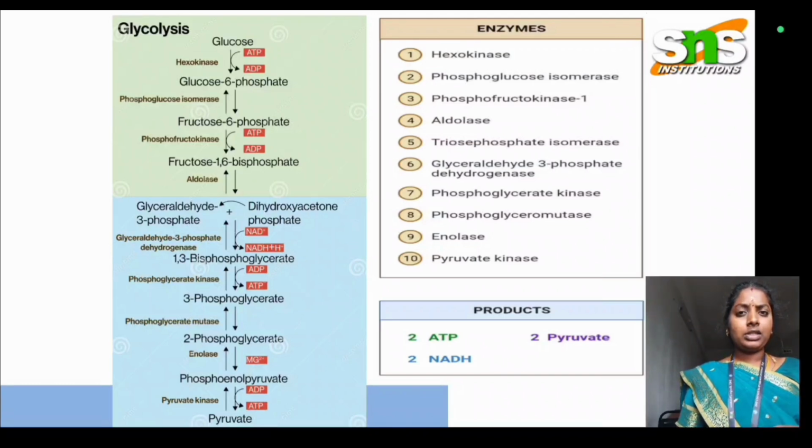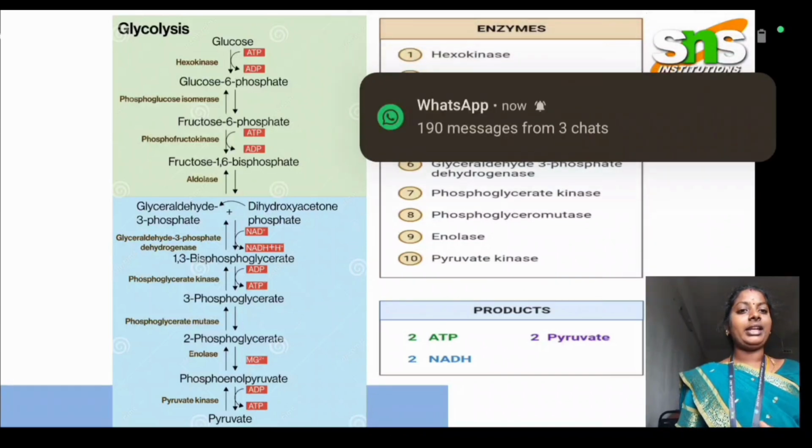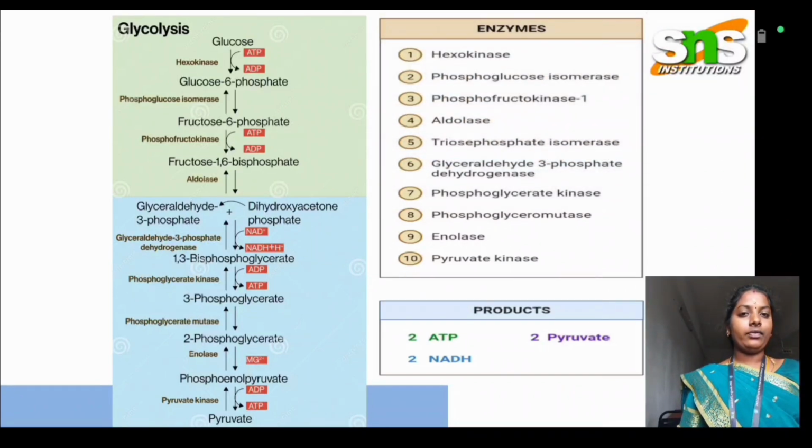So this glycolysis pathway happens in the cytoplasm of our body cells, and this is mainly for the proper production of energy through our body and proper delivery of glucose into each cell of our human body. And these are all the products, that is 2 ATP, 2 pyruvate and 2 NADH. As we saw in the net reaction, this is the final product.